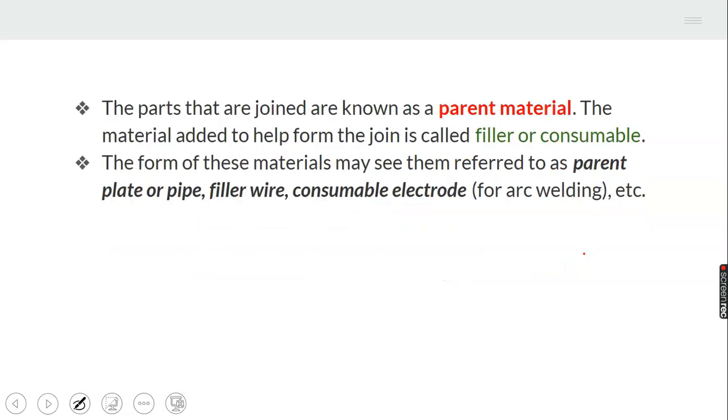All right. Now, let's get to know other things we need to know about them. The parts that are joined are known as parent material. The material added to help form the joint is called filler or consumable. The form of these materials may see them referred to as parent plate or pipe, filler wire, consumable electrode. That is for the arc welding process.